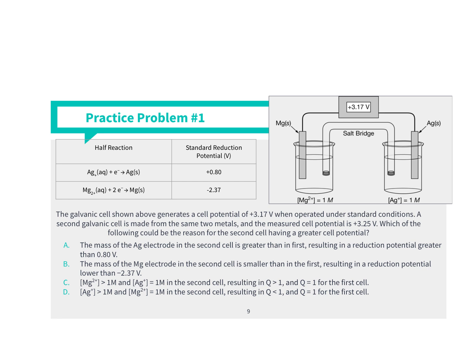Now let's look at this example right here. What we're given is this electrochemical cell. We have Mg right here at the anode, and we have Ag, or silver, at the cathode. And we can see that we have a standard reduction potential of 3.17 volts. And so it says it generates a cell potential of plus 3.17 when operated under standard conditions. It says they make a second cell made from the same two metals, and the measured cell potential is 3.25. So what happens is the second cell, E, is greater than E naught, right?